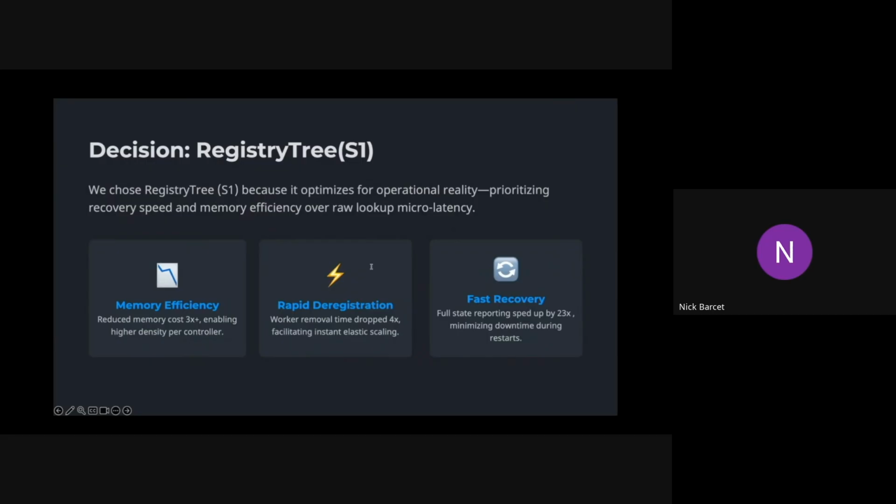Look at the data. It is a simple test we did. Memory usage drops from 20 GB to 6 GB, allowing higher density. Worker removal takes only 8 milliseconds instead of 32 seconds, enabling instant auto-scaling. Full recovery is 23 times faster, taking just 16 milliseconds. This ensures that when things go wrong, the system recovers almost instantly.